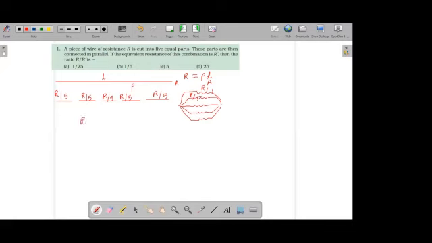Now, the equivalent resistance in parallel, R dash, will be given by 1 by R1 plus 1 by R2 plus so on. Substituting the values, we'll get 1 by R by 5 plus 1 by R by 5, and so on. You will have 5 by R plus 5 by R, and you get this 5 times. So we have 5 by R multiplied by 5, which is 25 by R. So this is the value of 1 by R dash. Right? You want the ratio R by R dash.